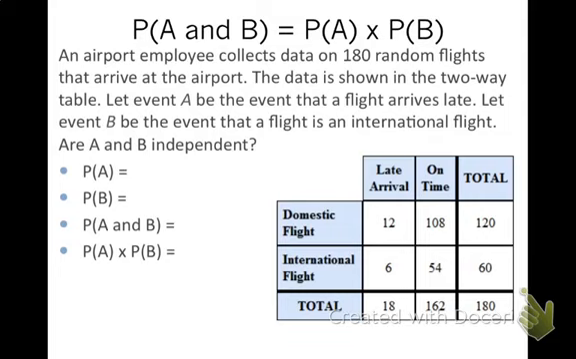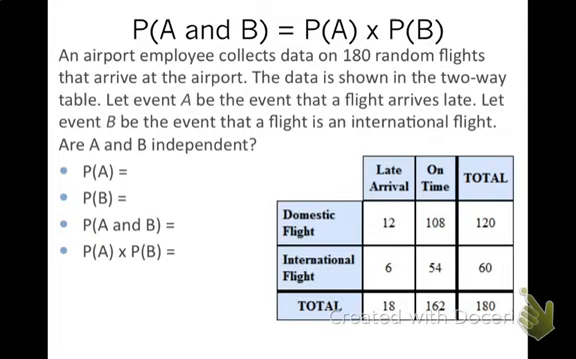So let's take this example. An airport employee collects data on 180 random flights that arrive at the airport. The data is shown in the two-way table. Let event A be the event that a flight arrives late. Let event B be the event that a flight is an international flight. Are A and B independent?